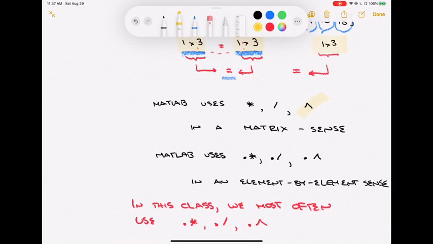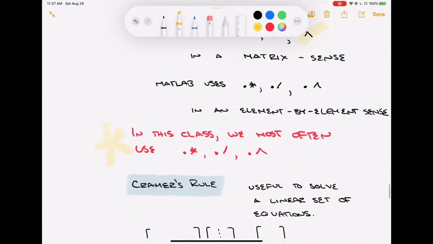MATLAB uses dot star, dot slash, dot caret to be element by element versions of those operations of multiplication, division, and exponentiation. I will say that in this class, most often we are interested in element by element type operations. Why do I say that? Well, consider something like this. Suppose I had a signal x of t, and I want to multiply it by another signal y of t.